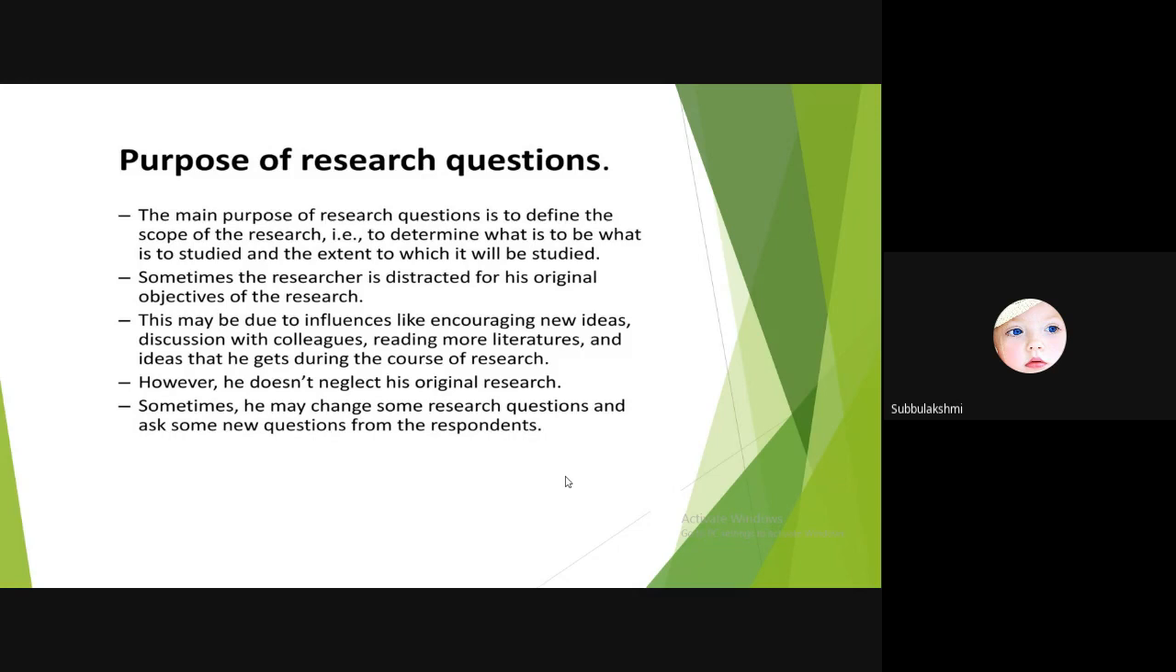Next, we encourage new ideas. We discuss with colleagues. We read more of the literature. We can even go in for practical literature review, or any magazines, or even newspapers, which help us to a great extent. Any article relevant to our field of study.